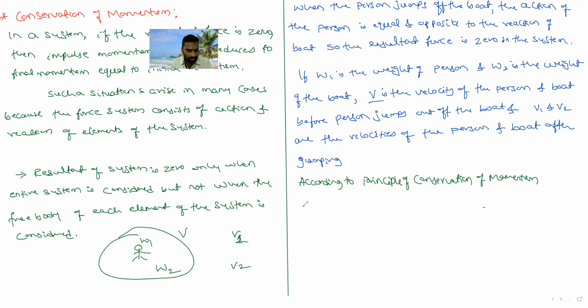So what is the momentum equation? Impulse, that is the momentum equation. That is (W1 plus W2) into V divided by g. That is M into V. Correct? Momentum means mass into velocity. This is equal to, after jumping, W1 divided by g into V1 plus W2 divided by g into V2. Okay. So this is the principle of the momentum equation.